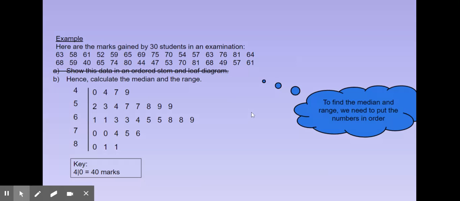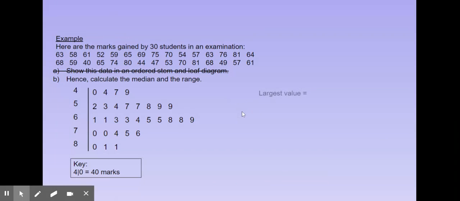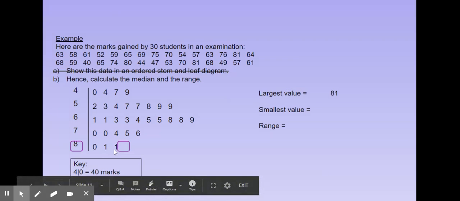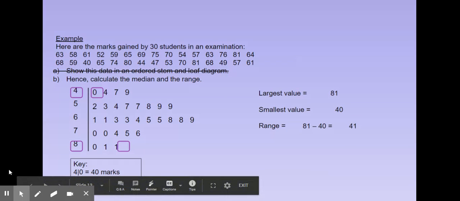Now we're going to calculate the median and the range. We already have an ordered stem and leaf diagram. I'm going to start working out the range first, which is quite easier, and then go to the median. The largest value is 81. I do apologize, it's not highlighted correctly, but you can see the largest value is 81. The lowest value is 40, and the range is 81 take away 40, which is 41 marks.